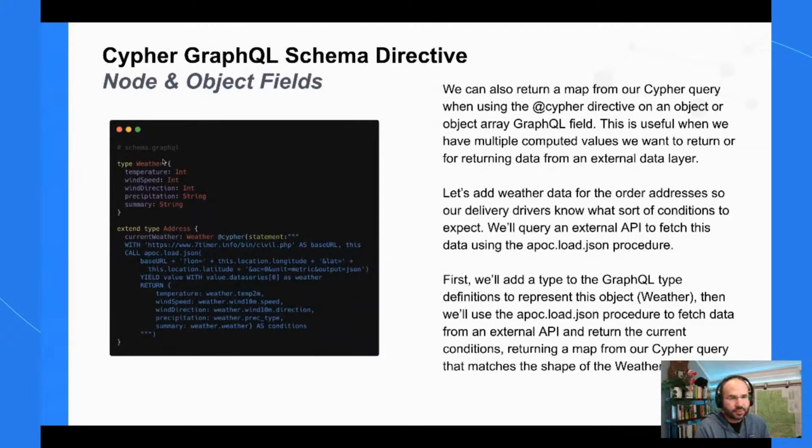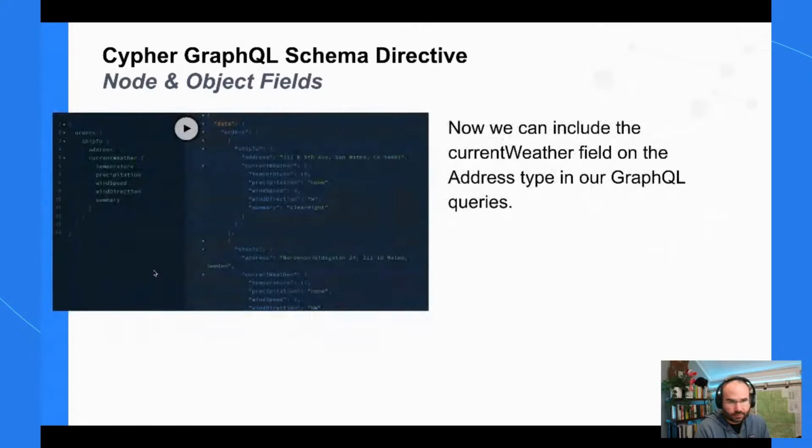And we don't have this weather node in our database. This is just being returned as a projected object from this Cypher query. But now we add that to our schema, and now we have this current weather field connected to our address node. So we can see what the weather is going to be like as we're planning our deliveries.